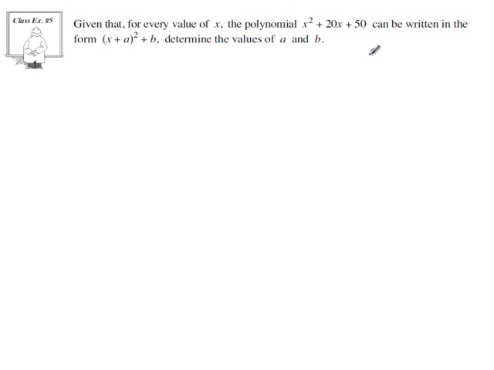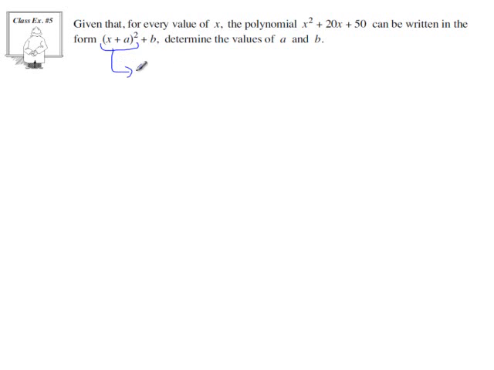Okay, so what this question is telling you is that x squared plus 20x plus 50 can be written in this format, (x plus a) squared plus b. So you need to find a way to transform this into that. One thing I might think to do when I started this question is, well, what does this (x plus a) squared look like once it's expanded?